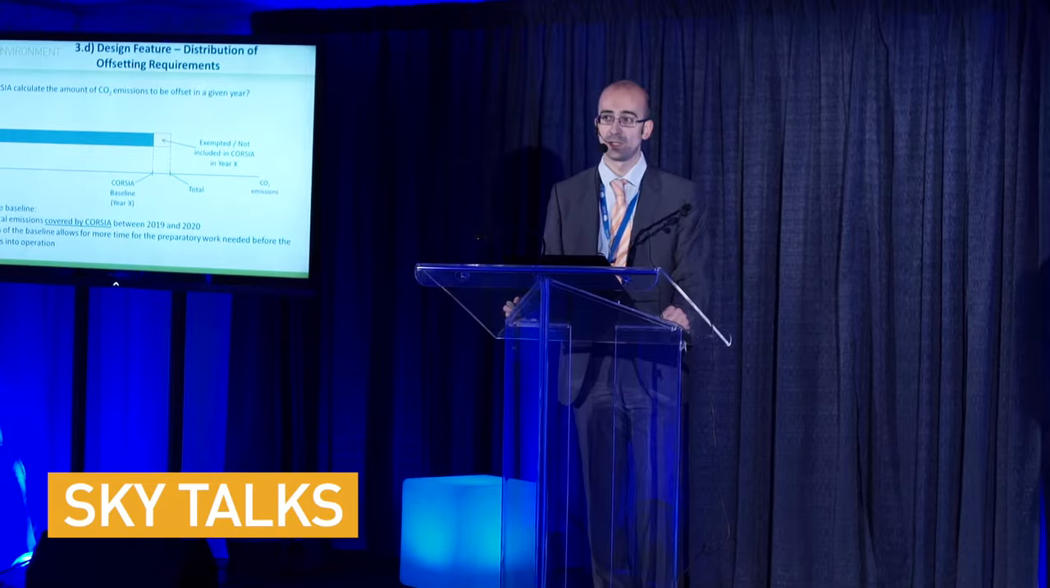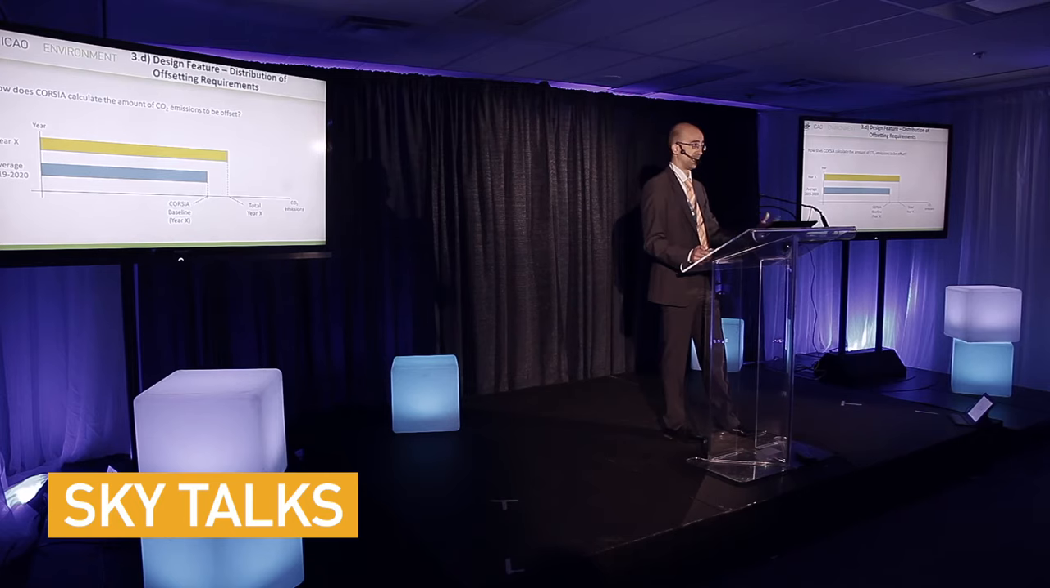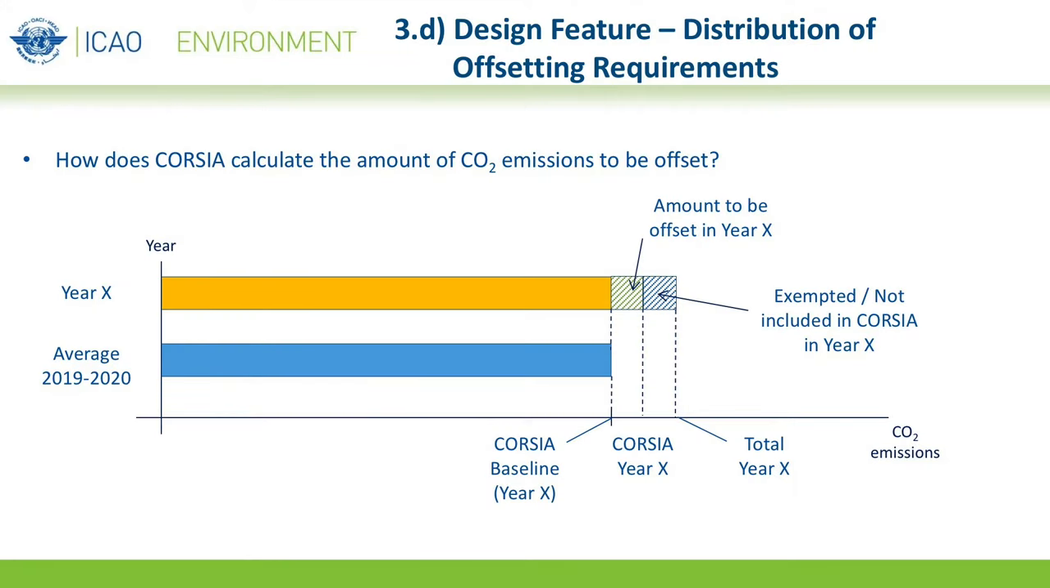So once we have seen how the baseline is calculated, we can now move to the calculation of the offsetting requirements. We have the baseline as a reference, which has been calculated in line with what we have seen in the previous slide. And we have the emissions for the year when the calculation is being made. But again, we do not have to take into account all the emissions from international aviation in that year. We have to deduct those emissions from states and routes not included in the CORSIA. Therefore, the amount of emissions to be offset will be the difference between what we see as the orange bar and the baseline emissions that we see as the blue bar. That will be the amount to be offset in year X of implementation of the CORSIA.